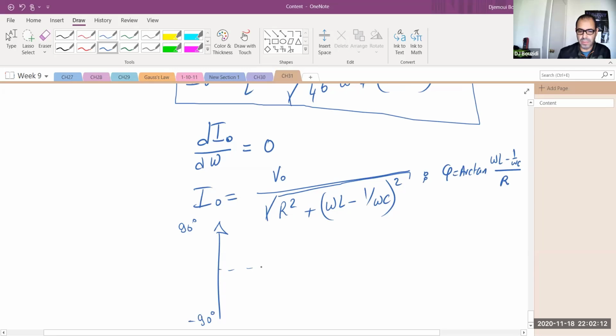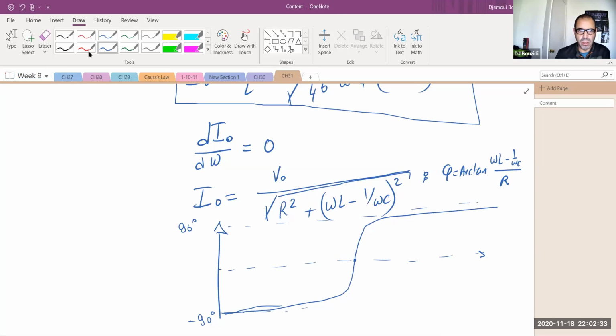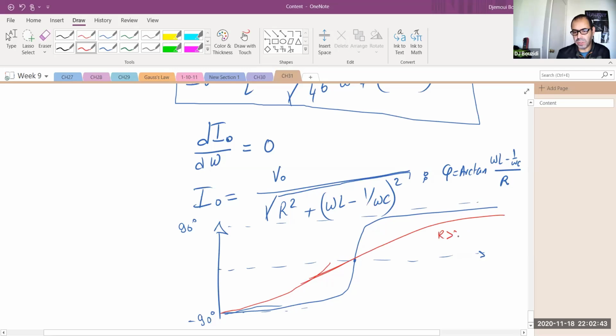Initially, for low frequencies, it's going to be dominated by the capacitor. For the high frequencies, it's going to be dominated by the inductor. So this function would look like this. The transition now depends on R. For low R, it looks like that. For high R, it looks like this. This is R very large. This is R very small.